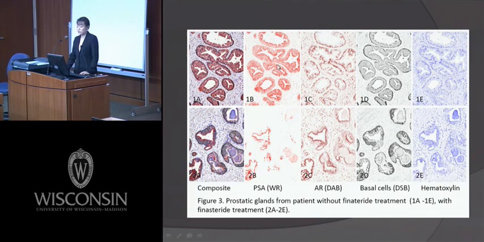So you can see in this one, that's prostate highlighted luminal epithelium. This one is AR, highlighted nuclei, and you can see the dark black basal cell highlighted by CK5. And here, this is the hematoxylin stained image.